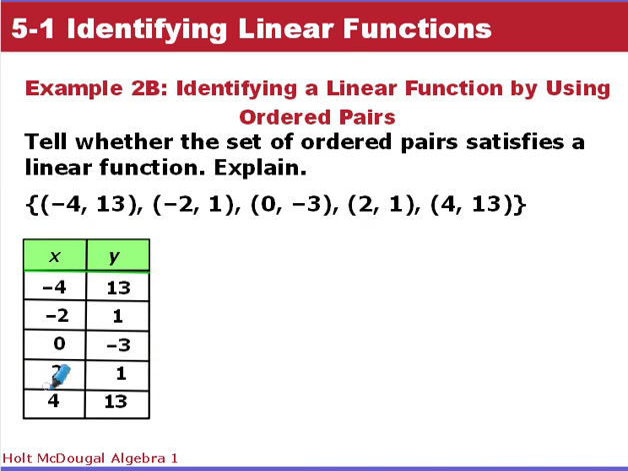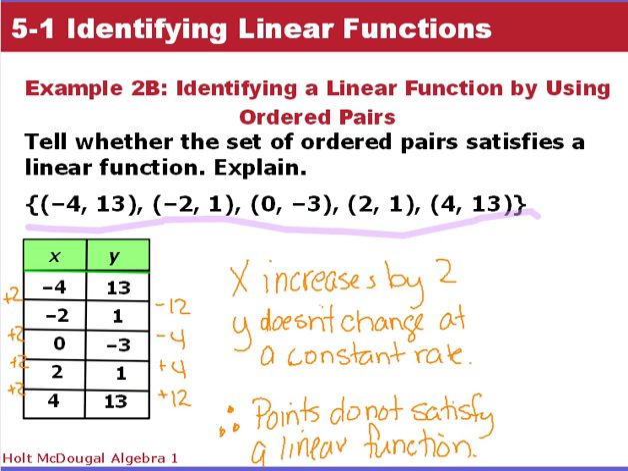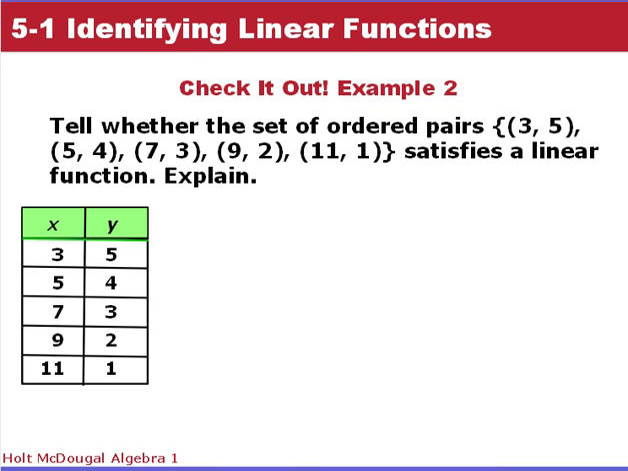In this example, again, we've taken our ordered pairs and put them into a table format, much easier to see the rate of change. Now let's see the rate of change for our x and y values. Looking at our x values, our x's are increasing by 2 each time, so it's a constant rate. But our y decreases by 12, decreases by 4, then increases by 4, and increases by 12. So the y doesn't have a constant rate of change, and therefore these points will not satisfy a linear function because there's not a constant rate of change for both our x and our y coordinates. Now it's your turn.